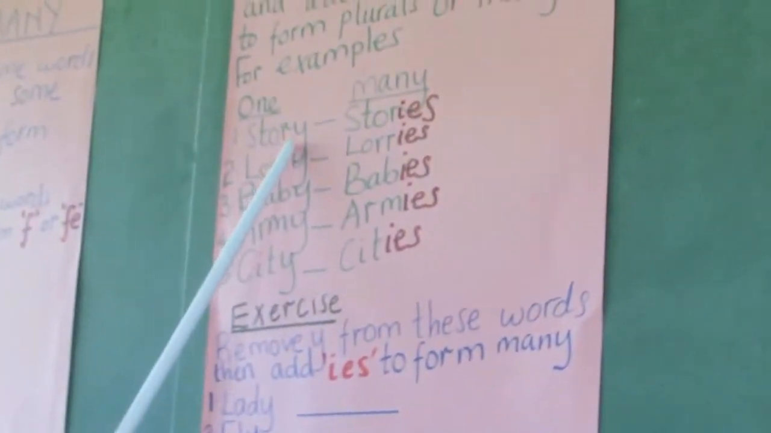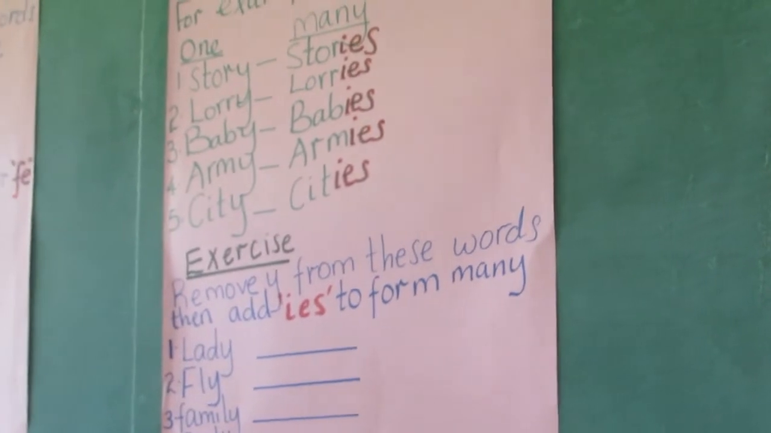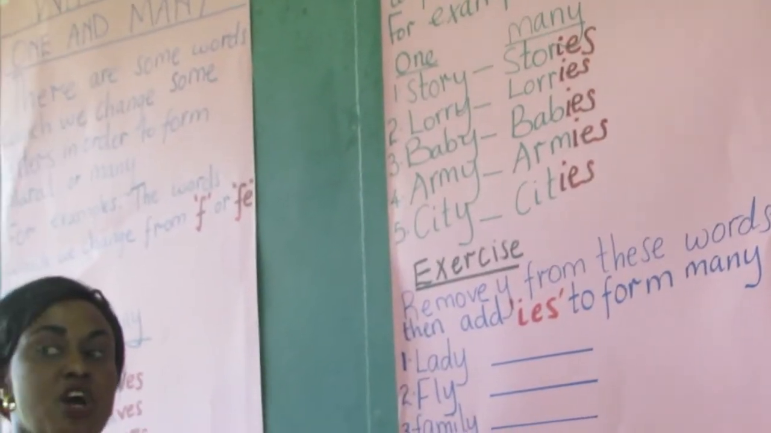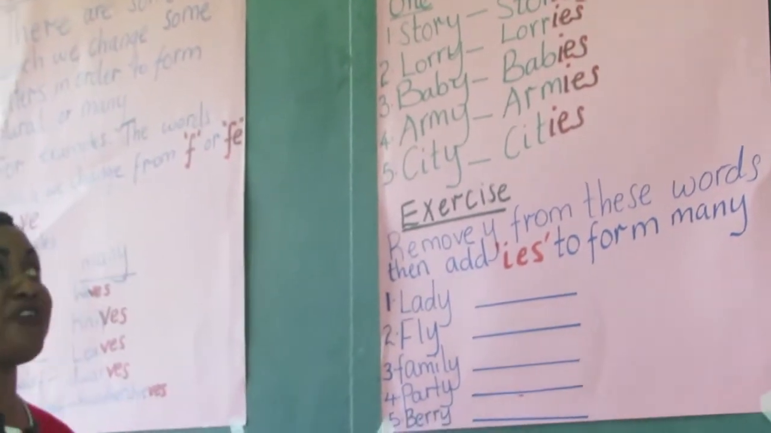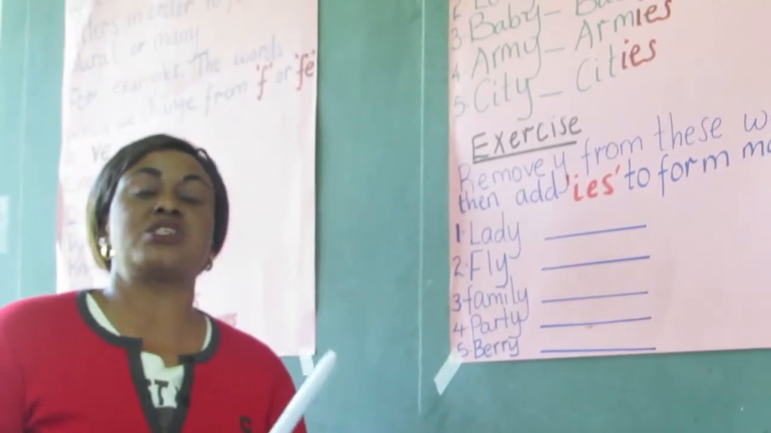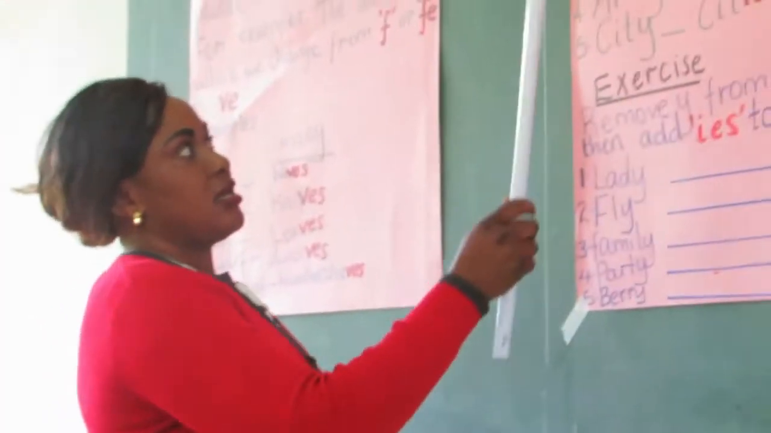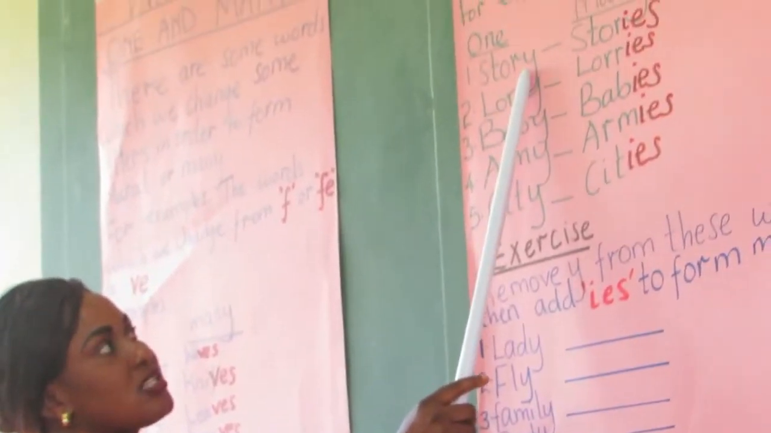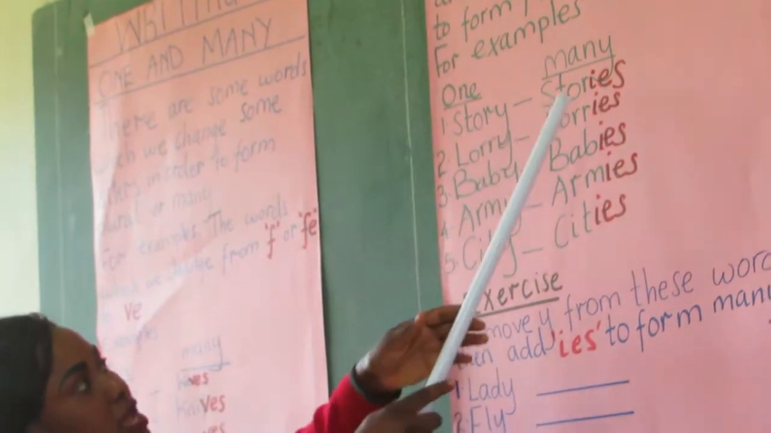Are we together? Let us see examples of the words which end with Y. For example, the word story. Class, story. Good. Do you remember the story we narrated on Friday? Yes, that is one story. But if we narrate more stories, more than one story, we say stories. So, this is one story. There is Y here. That's why we drop this Y and put IES to form many.